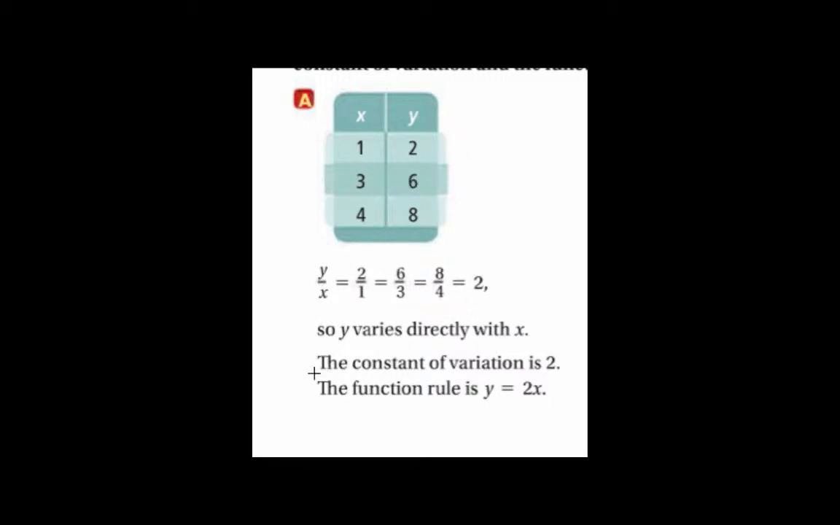So we would say that yes, y does vary directly with x because there is a constant ratio here between output to input. The constant of variation in this case is 2. So then we could write the function rule that says y equals 2x. The y values are twice the x values. That's the rule.